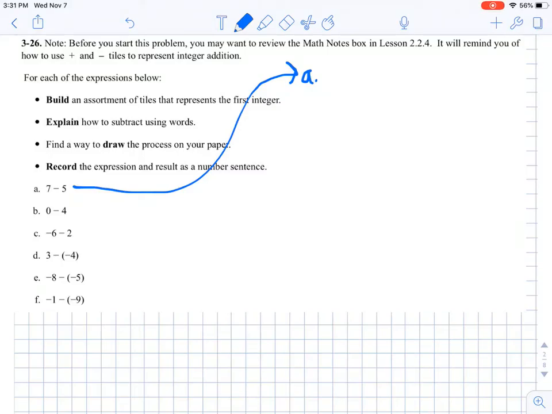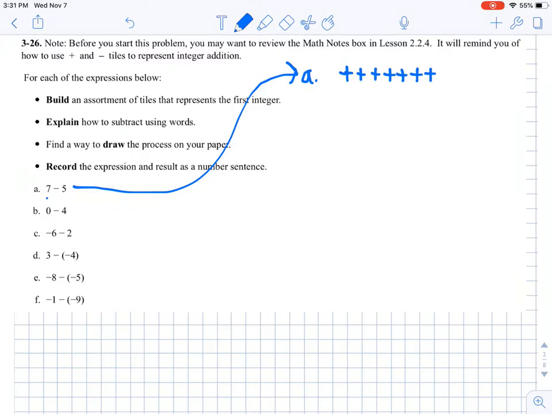Okay, so the first thing we're going to do is build an assortment of tiles that represent the first integer. So the first integer is positive 7. So 1, 2, 3, 4, 5, 6, 7. And then how to subtract. So I'm going to take away a positive 5, or I'm going to add a negative 5.